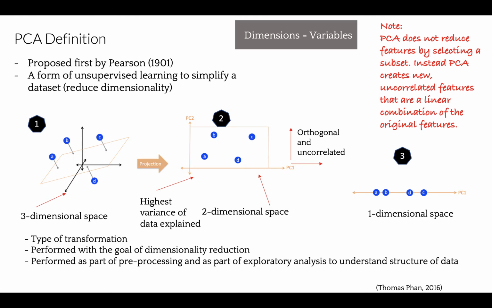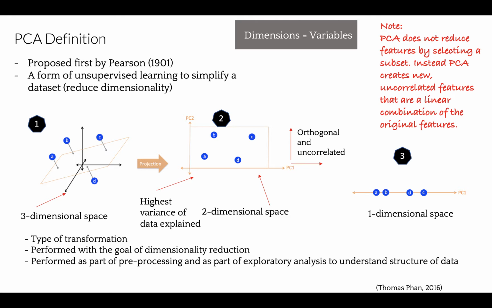So PCA can be described as a type of transformation which is performed with the goal of dimensionality reduction. And also, it can be used as a part of pre-processing and a part of exploratory analysis to understand the structure of data. It helps us identify hidden patterns in a dataset and also identify correlated variables.